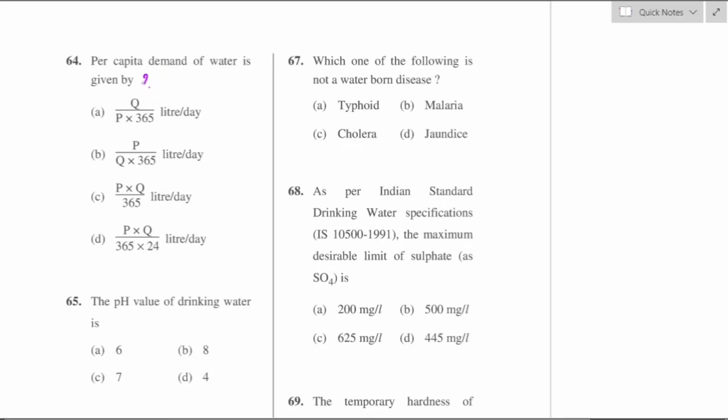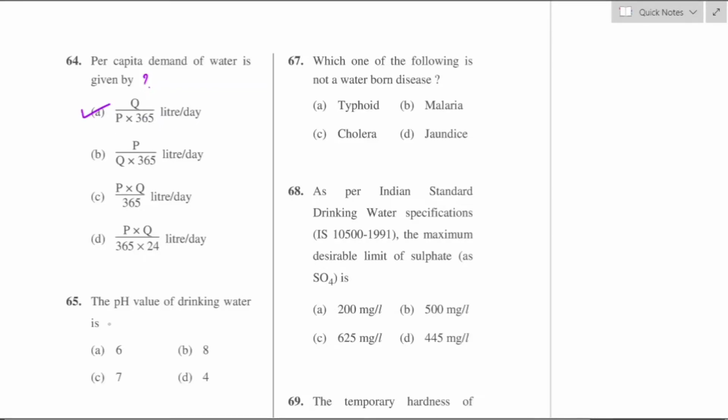Per capita demand of water means it is the ratio of annual average water consumption of a community to the total population for 365 days, expressed in liters per capita per day. So it is a ratio of Q divided by P into 365 liters per day. So option A is the right answer.